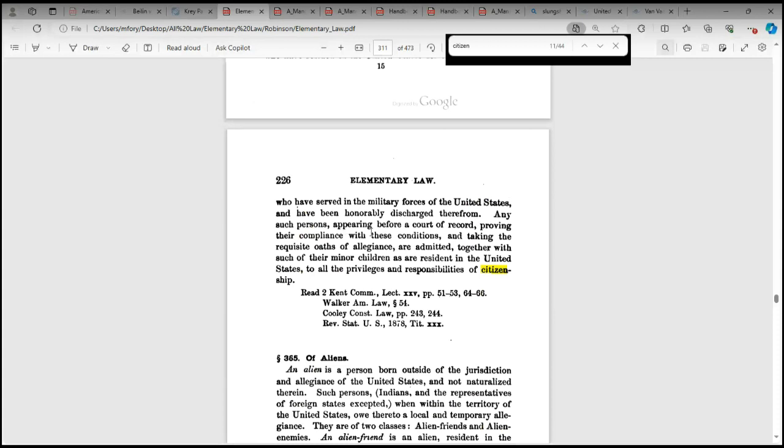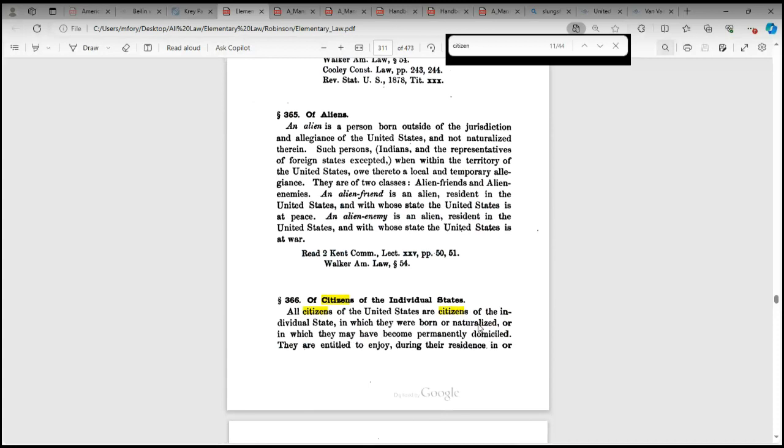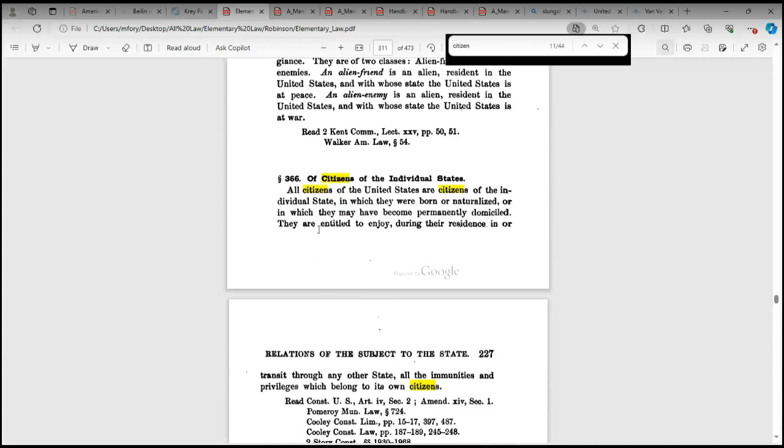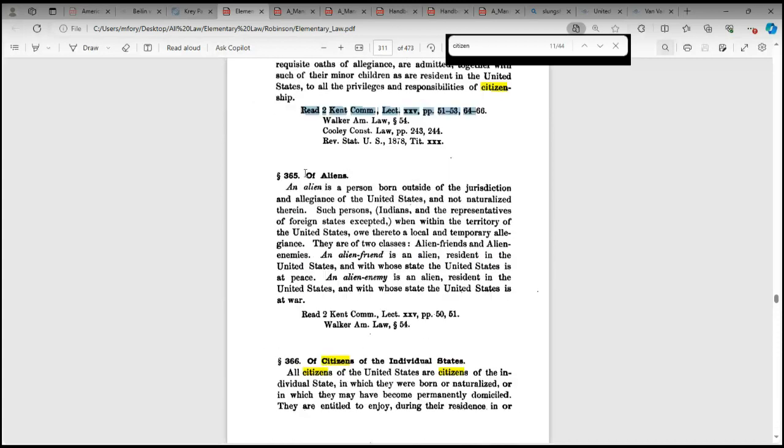Any such persons appearing before the court of record, proving their compliance with these conditions and taking the requisite oaths of allegiance, are admitted together with such of their minor children as are resident in the United States to all the privileges and responsibilities of citizenship. And again, they give you more to read. I'm not going to read of aliens.